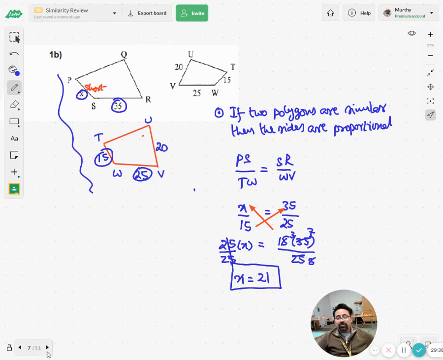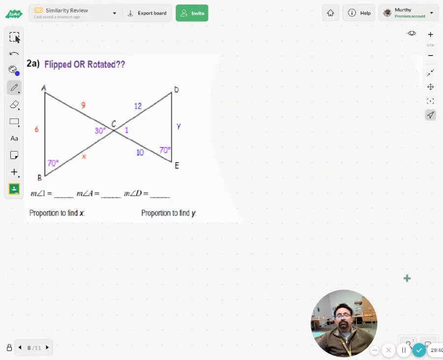Okay, let's go to the next question. Here, two triangles are given. Measure of angle 1, which is this one, equals this one. Why does angle 1 equal 30 degrees? Think for a moment. Yes, angle 1 equals 30 degrees. Vertically opposite angles are equal.